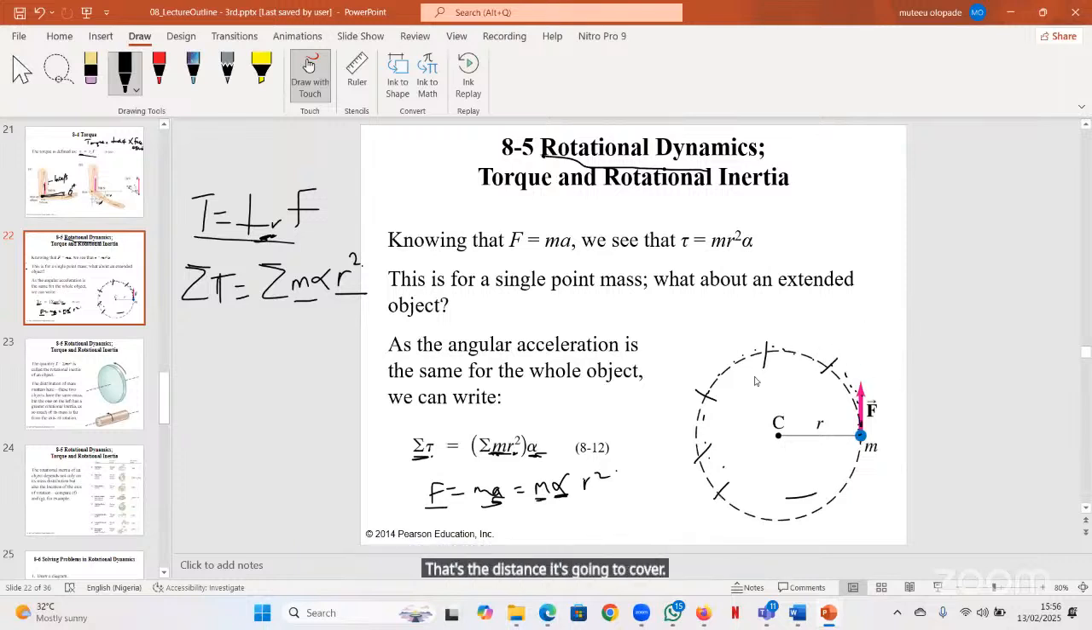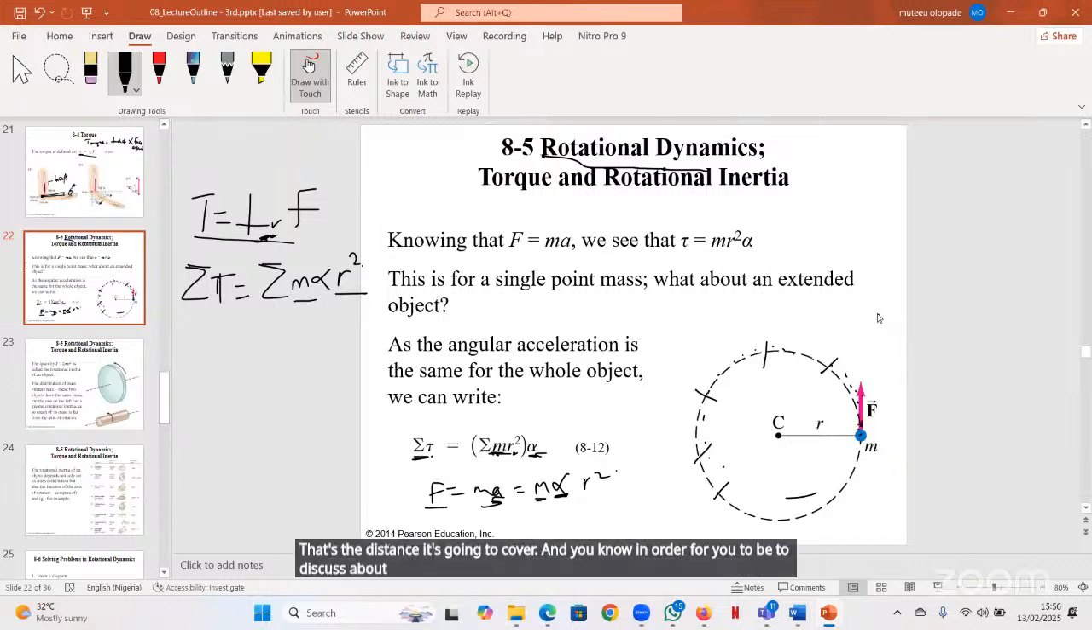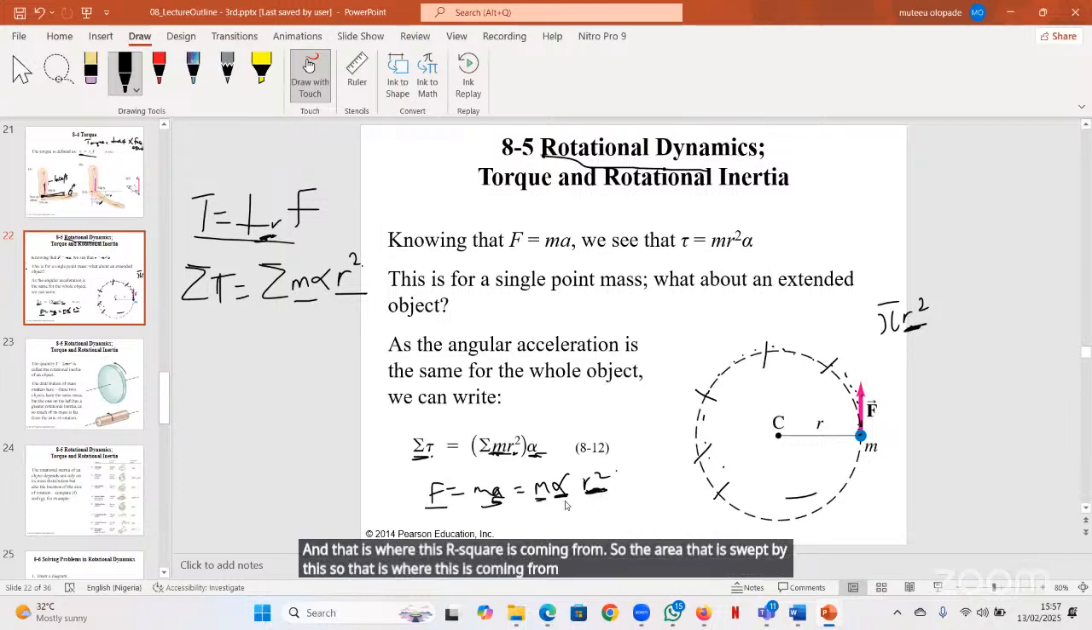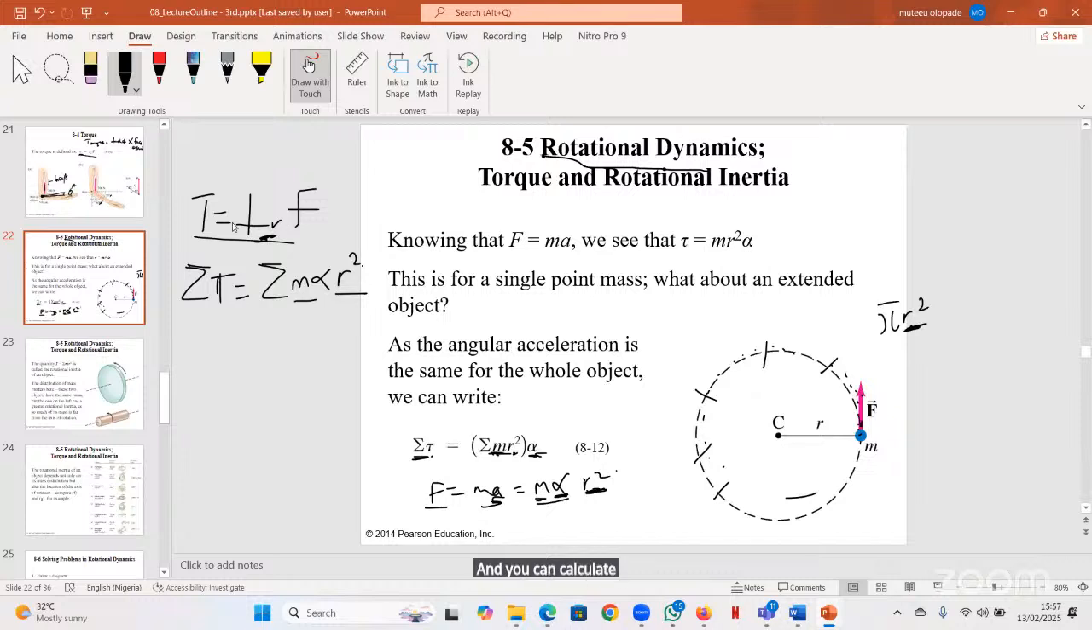And in order for you to discuss the area that is covered, the area of a circle is always what? Pi R square. And that is where this R square is coming from, the area that is swept by this. So you then put this with the M lambda, and you can calculate the torque, which is the perpendicular distance and force, where the force is mass times acceleration.